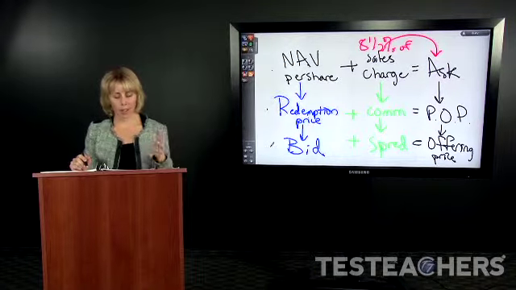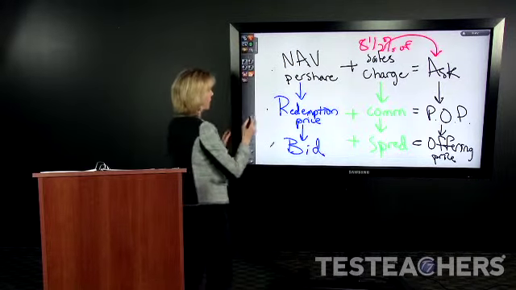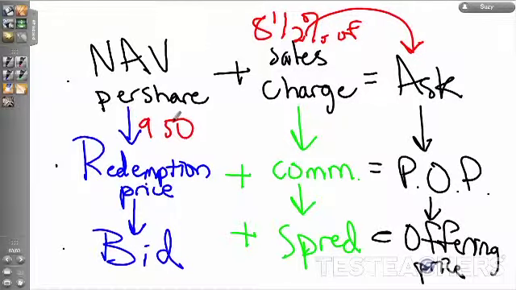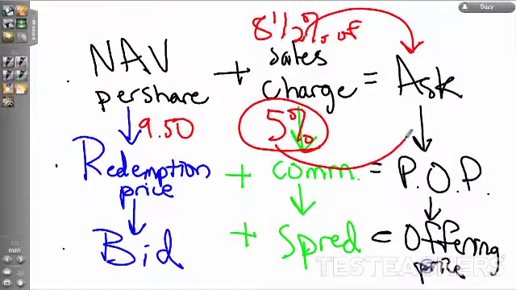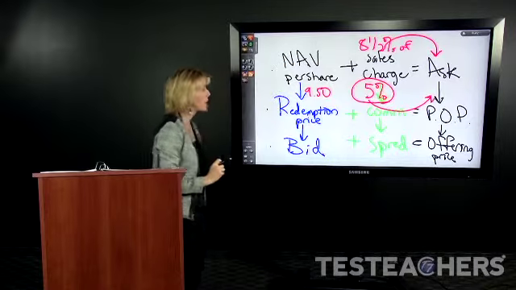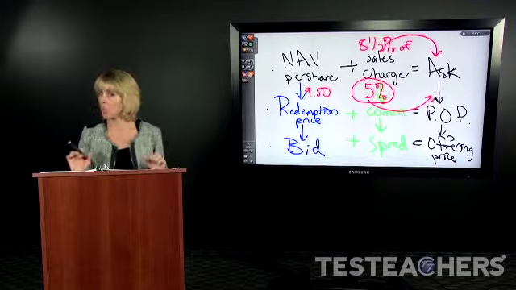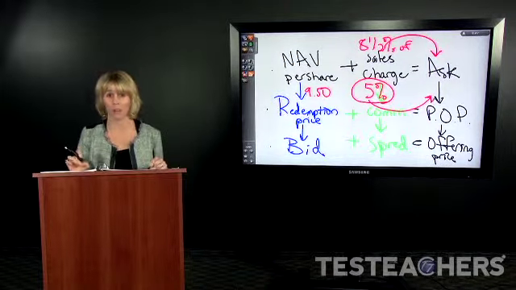Every once in a while, they'll ask you a question like this. If a fund's NAV per share is $9.50, and their sales charge is 5%, what is the offering price? Be very careful. Remember that the sales charge is a percentage of the ask, not a percentage of the $9.50. They give you a basic non-programmable calculator down at the testing company. Use it. You can't just take $9.50 times 5% because that will give you the wrong answer.